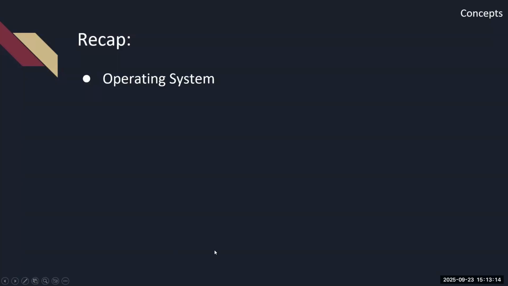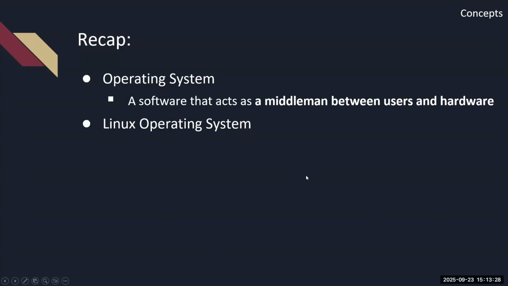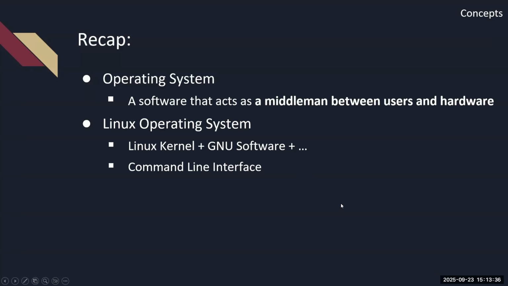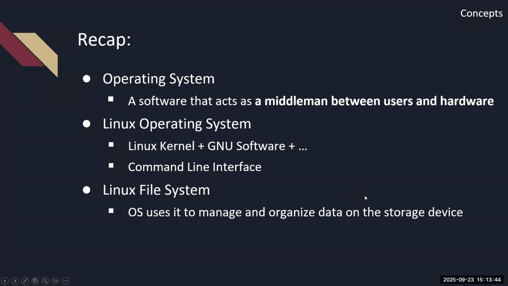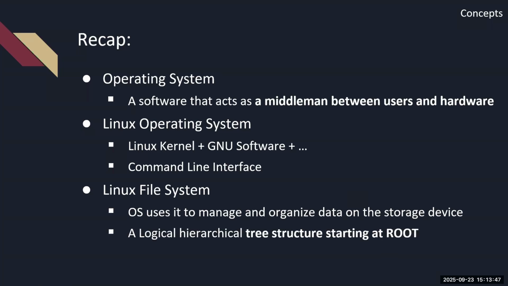Let's recap quickly, and I will leave some time for you for questions. So we talk about operating system. What is that? It is a bridge between the hardware and users. Very good. And how about Linux as an operating system? We talk about the Linux kernel, softwares and tools, and command line interface, which uses commands only from the keyboard. How about the Linux file system? It is the way that the operating system organizes the files. And what is the structure of that? Tree structure. So this is a very basic but important concept.